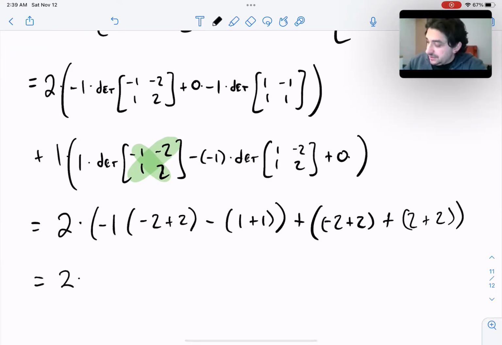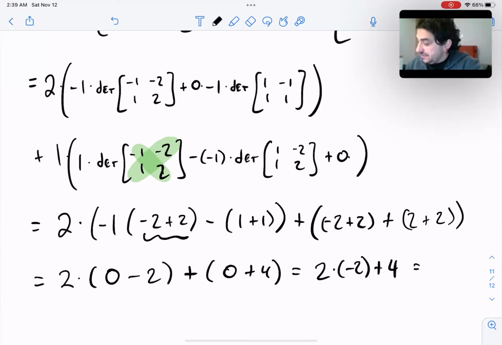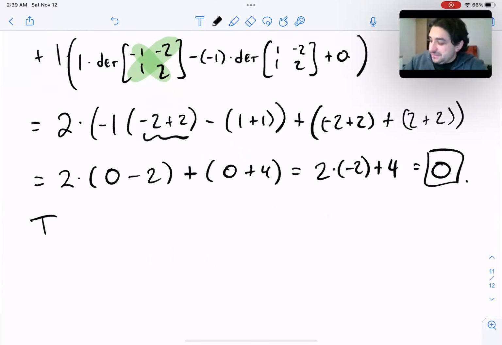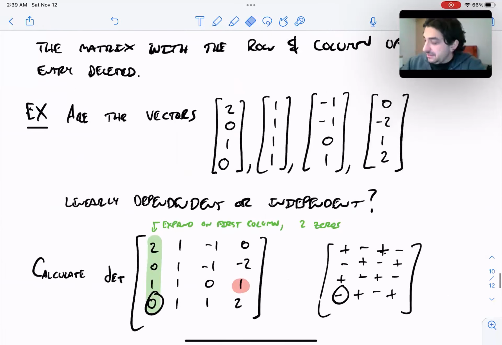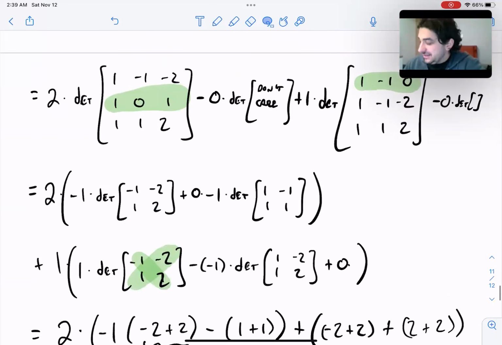Okay, so this is 2 times, I get 0 because those cancel, right? And then here I have negative 2. Now on this side I have what? I have 0 minus 2 plus 2, and then plus 4. So I get 2 times negative 2 plus 4. Ooh, that's negative 4 plus 4, which is 0. So what did we just figure out? We just figured out that those 4 vectors, from the beginning of this problem, are in fact linearly dependent.